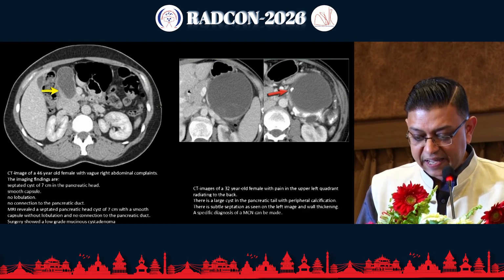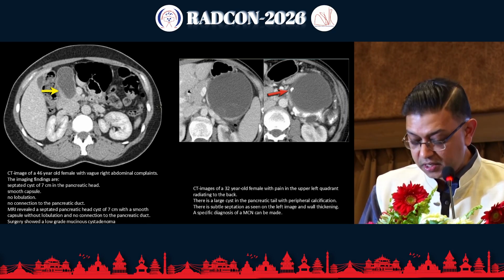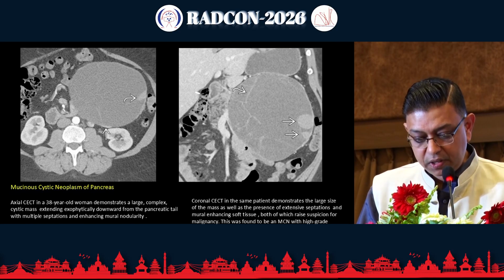More examples, again, a large cystic lesion, right? And then you can see a peripheral calcification. Sometimes it can be difficult to differentiate. More example, what do we have here?